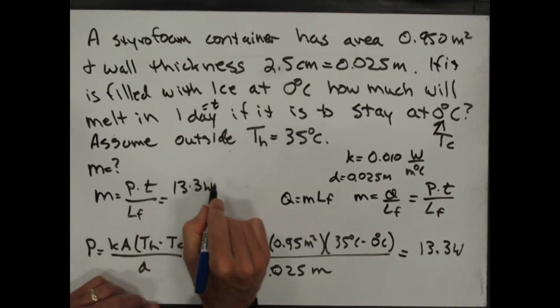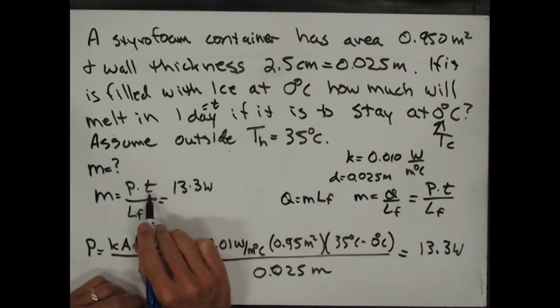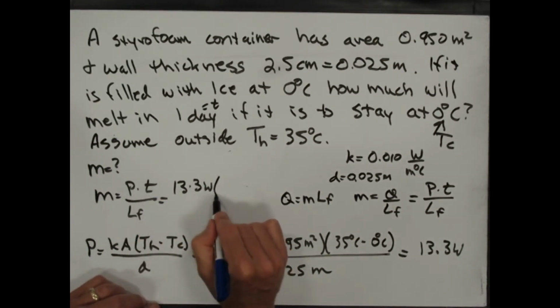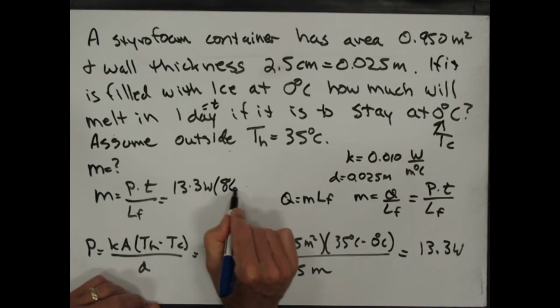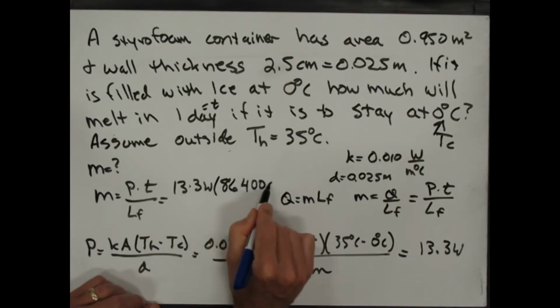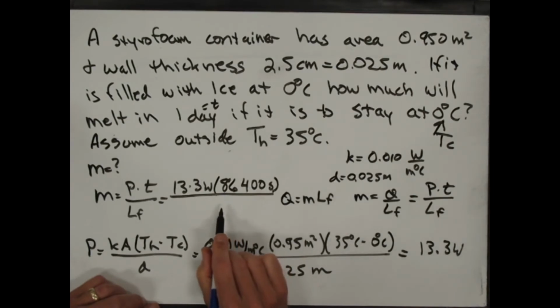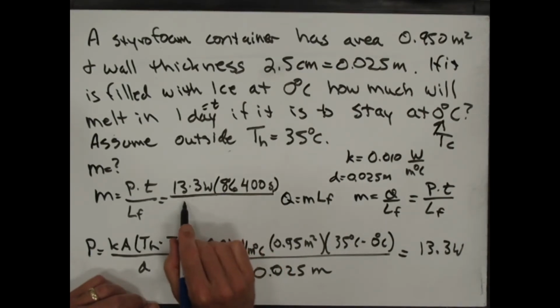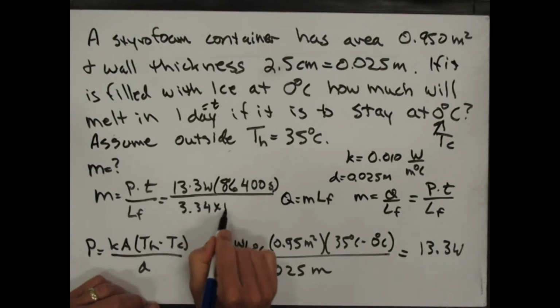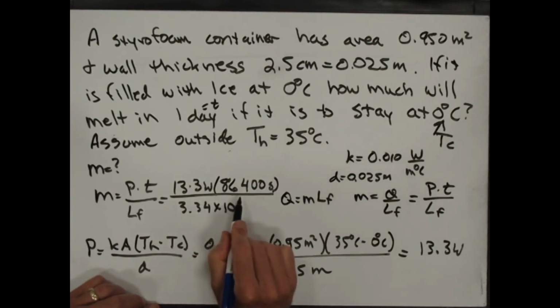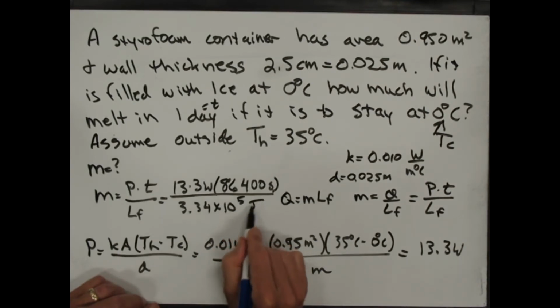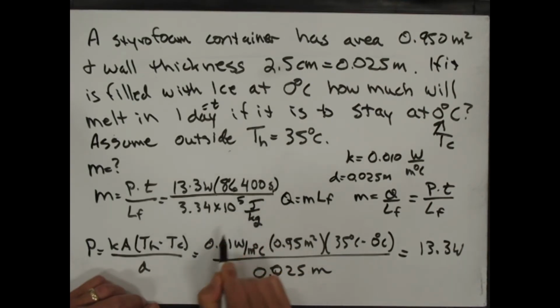13.3 watts. Now the time is 1 day, and we need it in SI units, and so you can check that, but it's 86,400 seconds, right? We've got to have the units consistent. And then the latent heat of fusion is 3.34 times 10 to the fifth joules per kilogram.